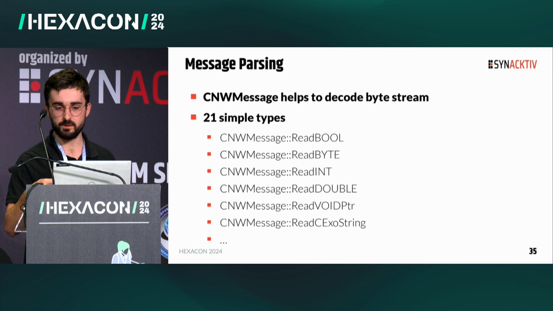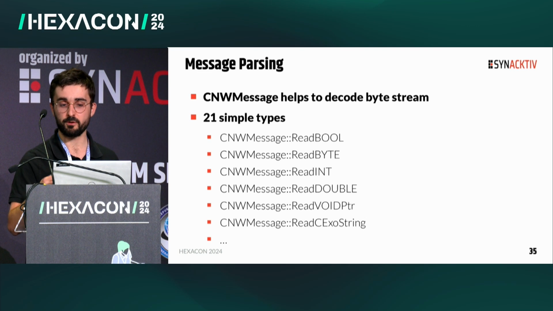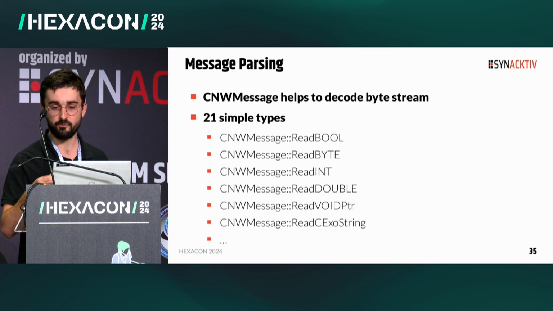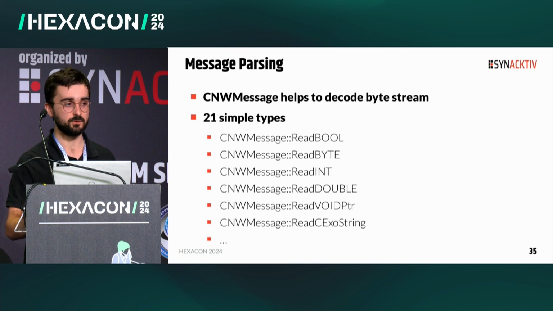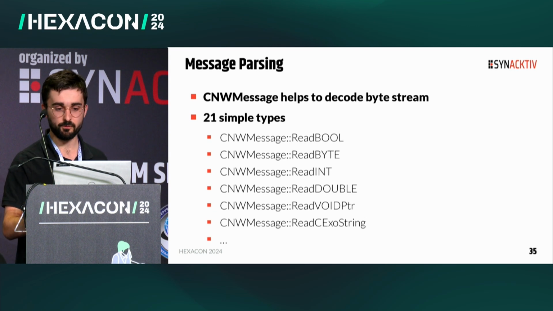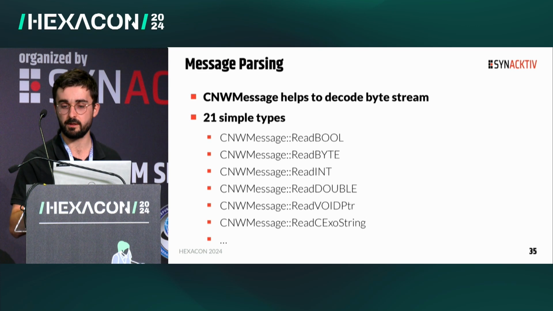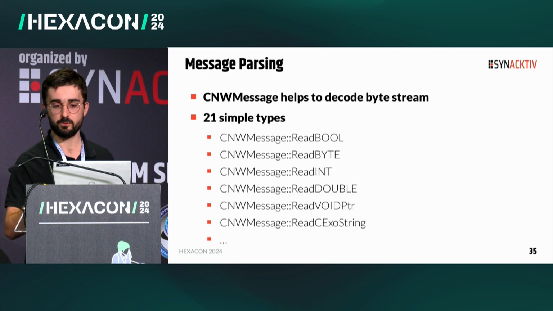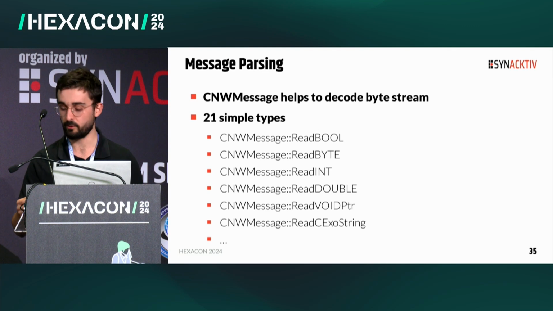To facilitate decoding of messages, the developer has written a class named CNWMessage. For example, the readInt method ensures that there are 4 bytes in the byte stream before reading a 32-bit integer. There are other methods like readBool, which will read from the bit buffer.